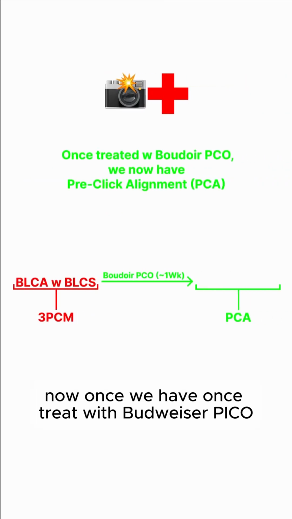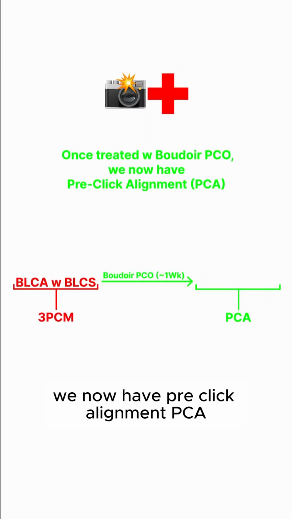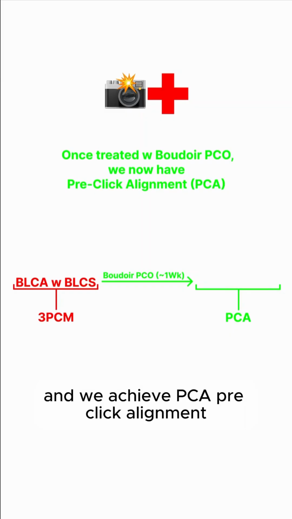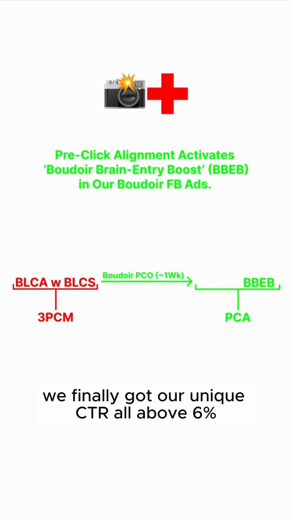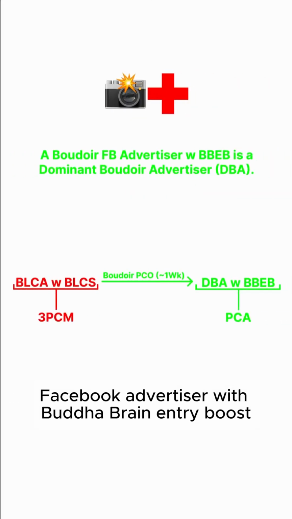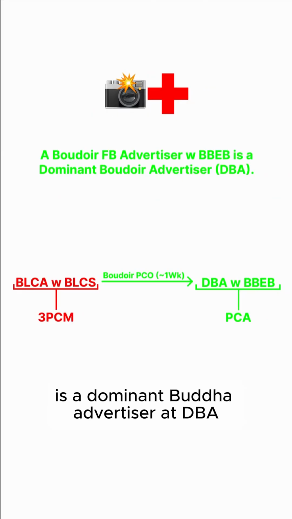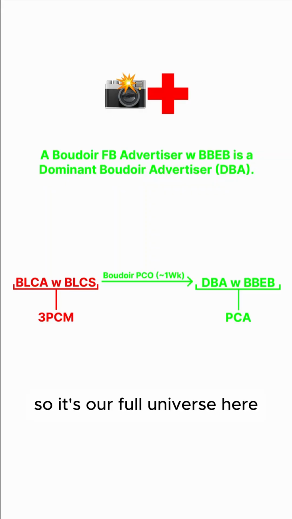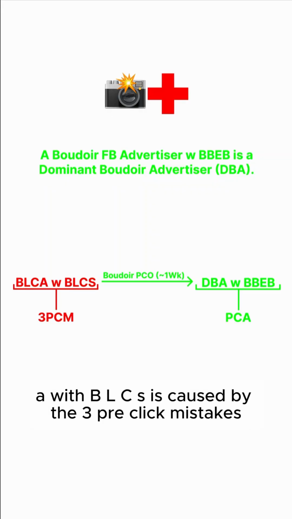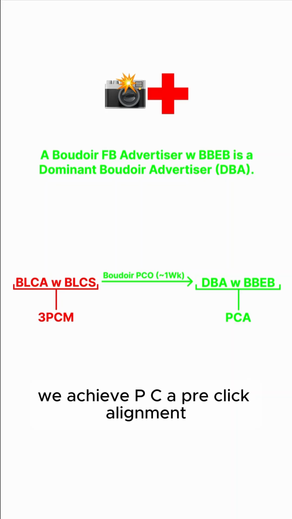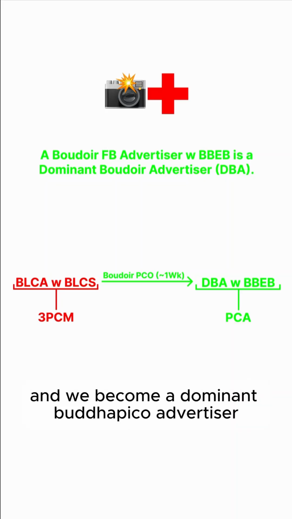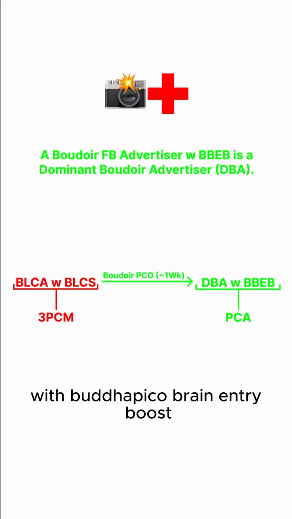Now, once treated with Boudoir Pico, we have pre-click alignment, PCA. So we get rid of the 3 pre-click mistakes and we achieve PCA, pre-click alignment. And pre-click alignment activates Boudoir brain entry boost in our Boudoir Facebook ads. Basically, we finally got our unique CTR above 6%. And a Boudoir Facebook advertiser with Boudoir brain entry boost is a dominant Boudoir advertiser, a DBA. So this is our full universe here. A BLCA with BLCS is caused by the 3 pre-click mistakes. Treated with Boudoir Pico takes about a week. We achieve PCA, pre-click alignment, and we become a dominant Boudoir advertiser with Boudoir brain entry boost.